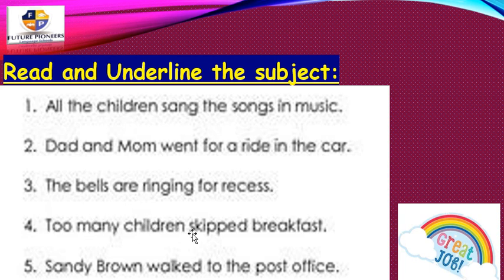Too many children skip the breakfast, just like you. You're always skipping your breakfast. So, too many children here are the doers of skipping the breakfast. So, we can ask who skipped the breakfast? Yes, too many children. Sandy Brown walked to the post office. So, who is the doer of walking to the post office? Yes, it's Sandy, and her name, the doer of the action, comes at the very beginning of the sentence here. So she is the subject.